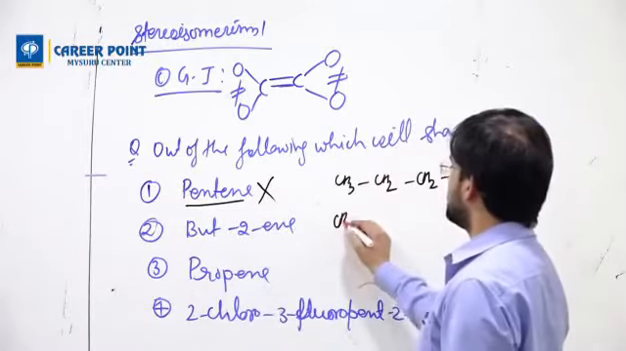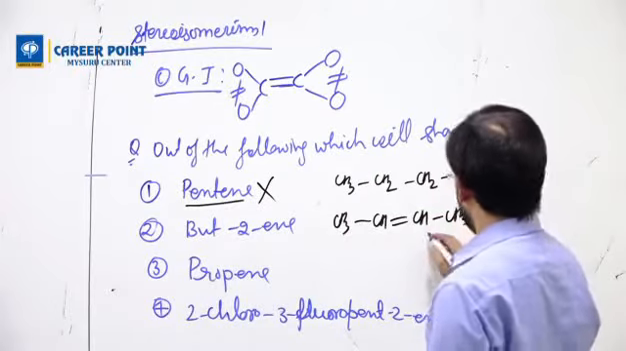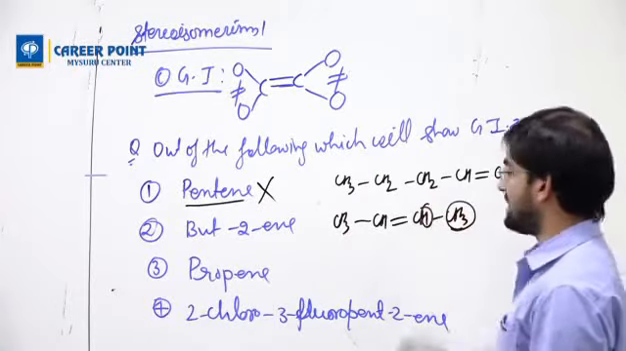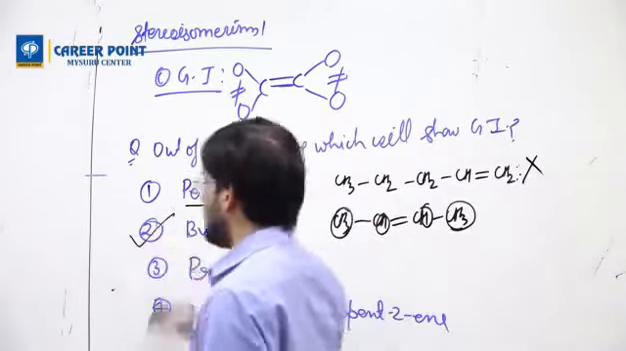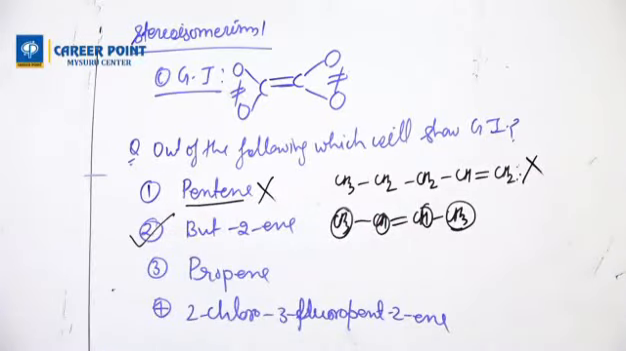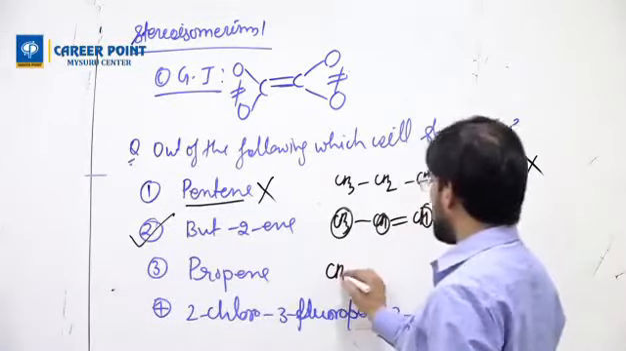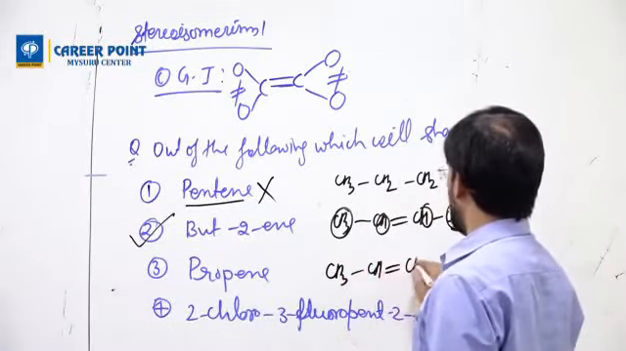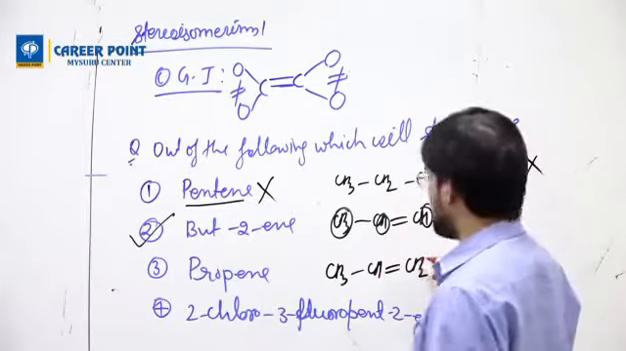Butene, CH3, CH double bond CH, CH3. This side one is CH3, another one is hydrogen. One is CH3, one is hydrogen. Both sides it is different. So 2 will definitely show geometrical isomerism. Propene, while drawing for propene, CH3, CH double bond CH2. 2 hydrogen same. Both groups are same.